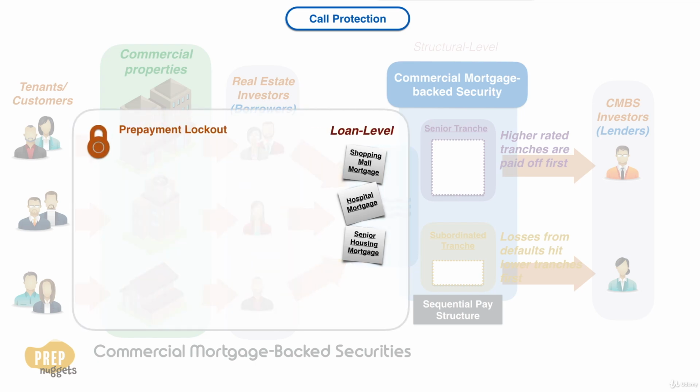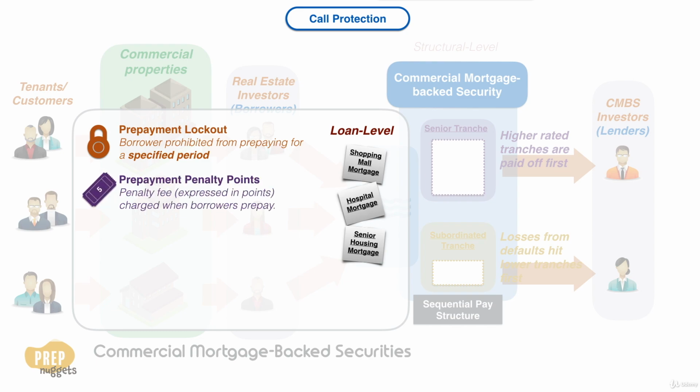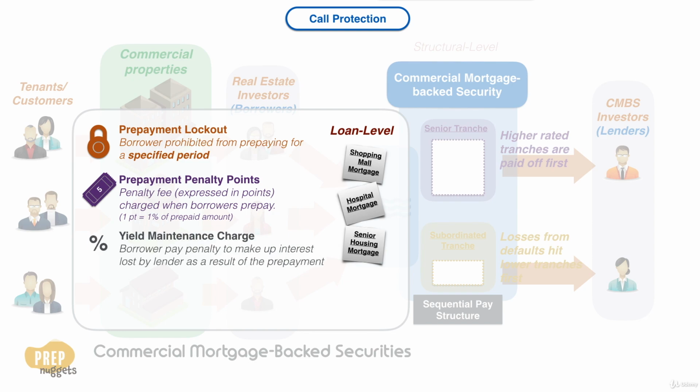A prepayment lockout is a contractual agreement that prohibits any prepayments from the borrower during a specified period of time. Prepayment penalty points is a penalty fee expressed in points that may be charged to borrowers who choose to prepay. Each point is 1% of the principal amount prepaid. A yield maintenance charge, also called a make-whole charge, is a penalty paid by the borrower to make up the amount of interest lost by the lender as a result of the prepayment. It's designed to make the lender indifferent as to the timing of prepayments.